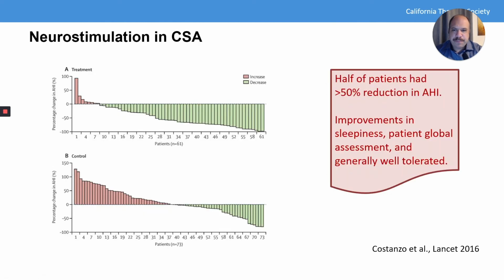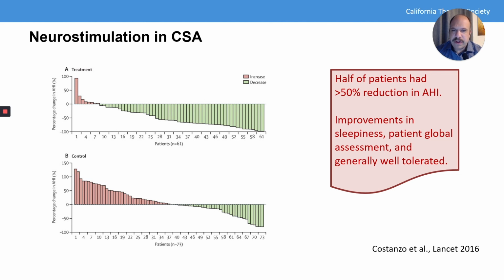And then a new technique, neurostimulation in CSA. This is the so-called Remedy system that was reported in Lancet a few years ago. This is sort of like a pacemaker. You get an implanted device in your chest with a sensing lead that goes to one phrenic nerve, and then a stimulation lead that goes to the other. And it detects whether you're not making adequate effort to breathe, whether you're having central sleep apnea, and if so, then it stimulates the phrenic nerve on the contralateral side.